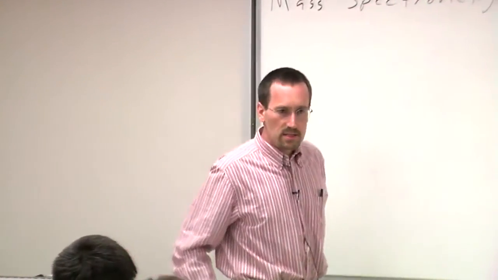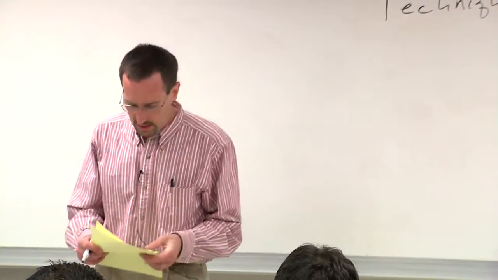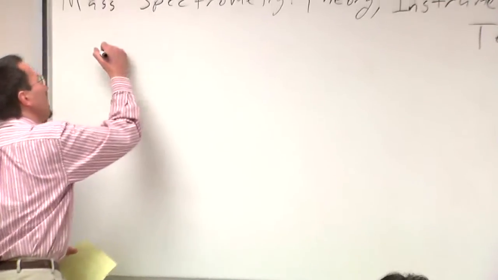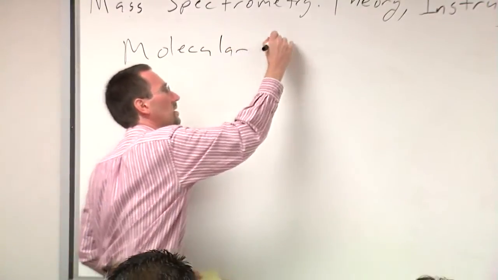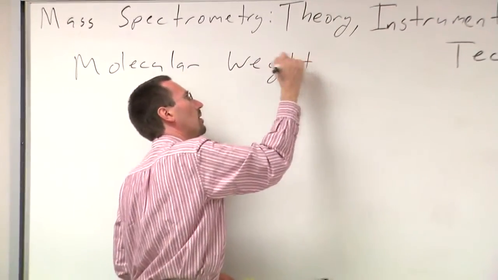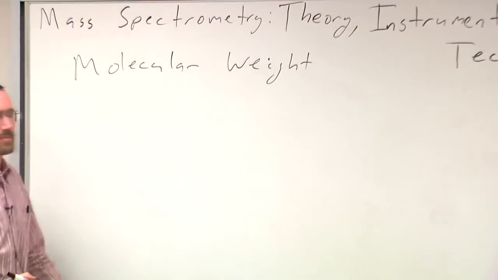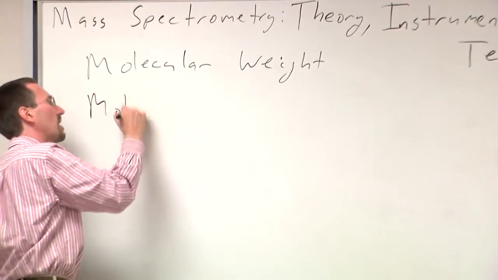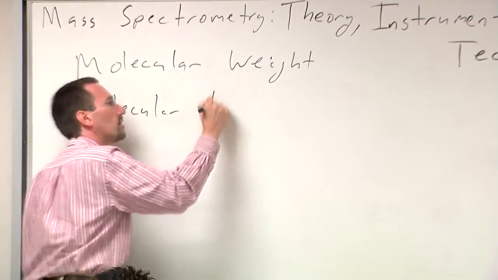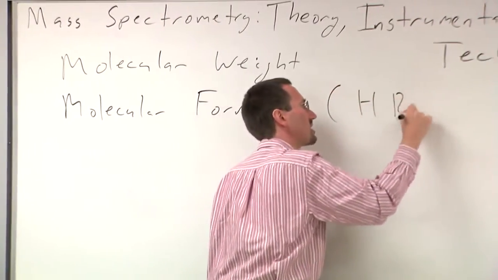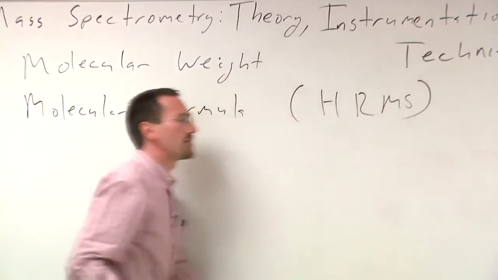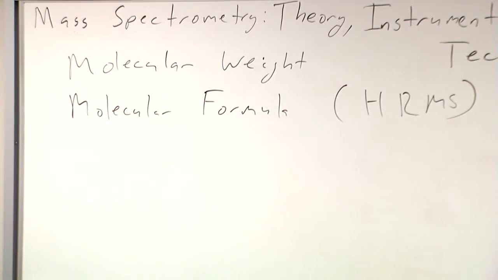Mass spec is a super important technique. Molecular weight and molecular formula are some of the most fundamental things that you can get, and mass spec is easily a technique to give you molecular weight. We'll talk about high-res mass spectrometry. From that, you can get molecular formula. We'll talk about that next time and the concepts that are associated with that.